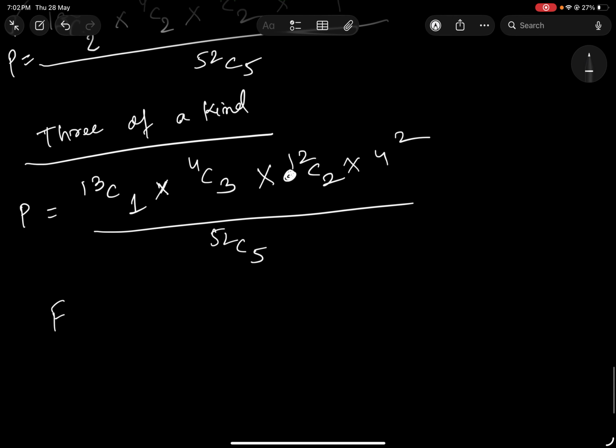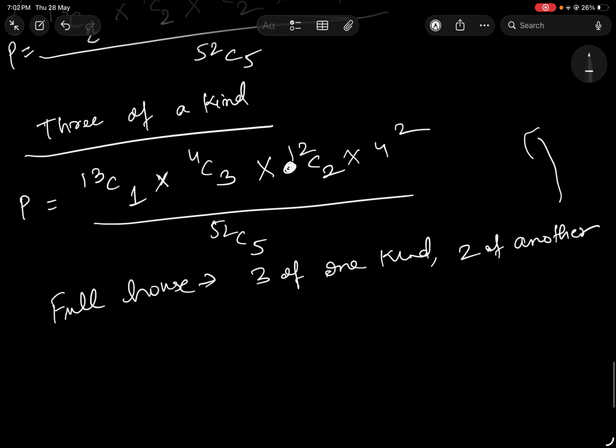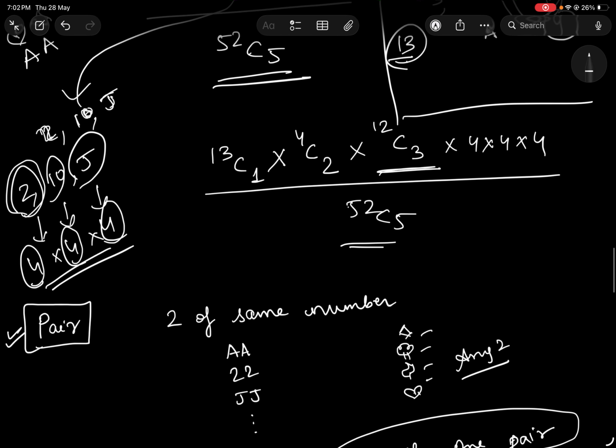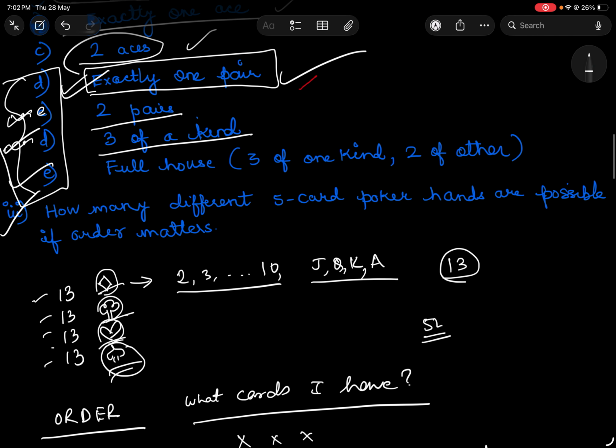Now, full house means 3 of one kind, 2 of another. So this is very easy given that we have solved the above 2 things. So this is a homework. Okay. And there's one question which I have added, which is like a side note which you should know. That's why I have included it.